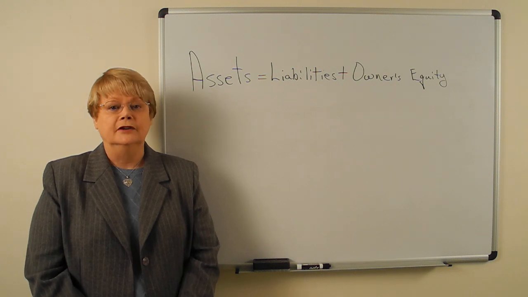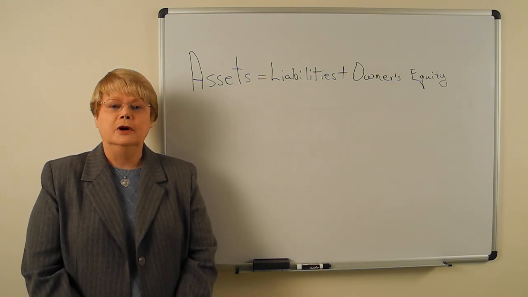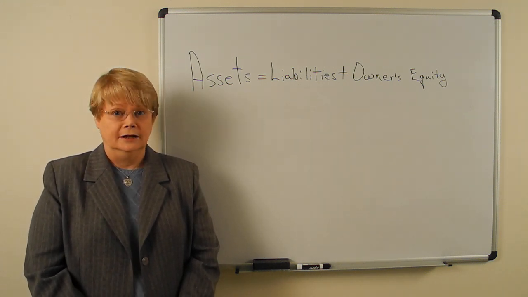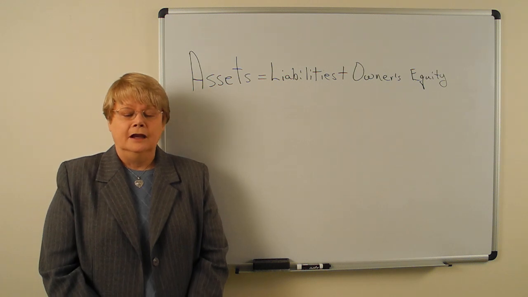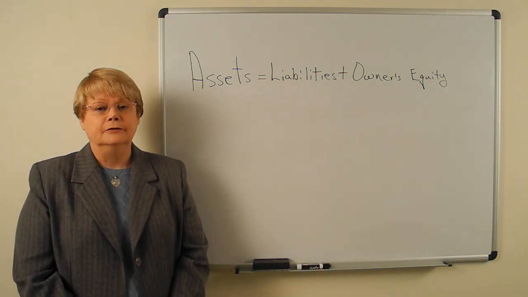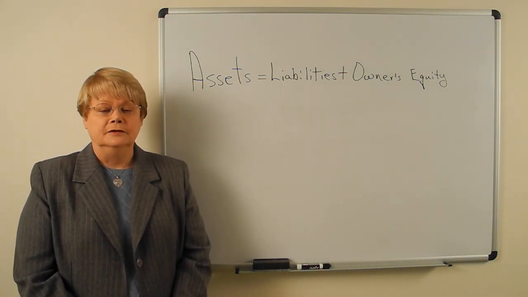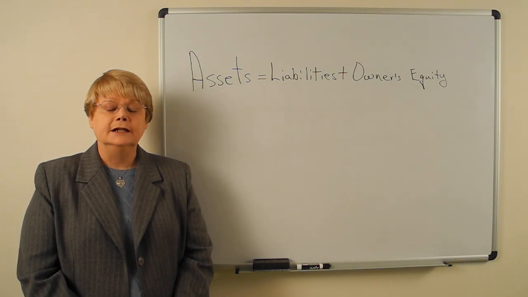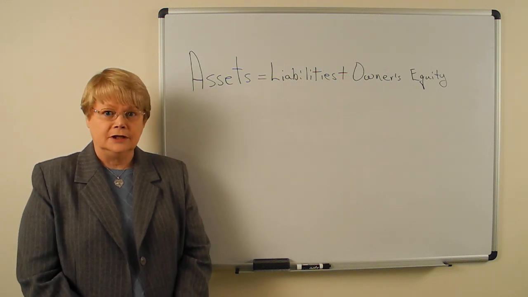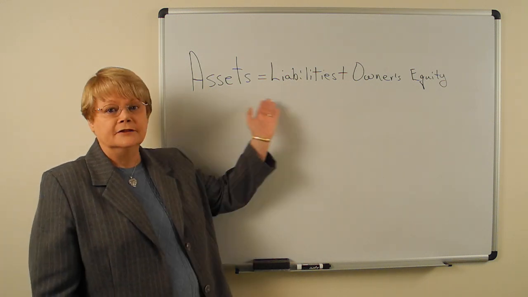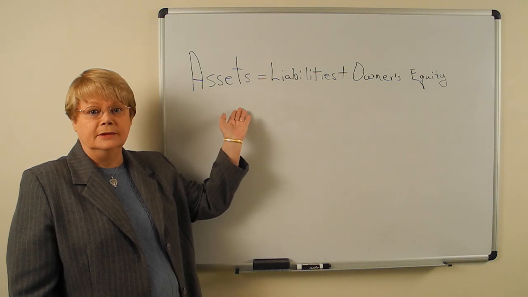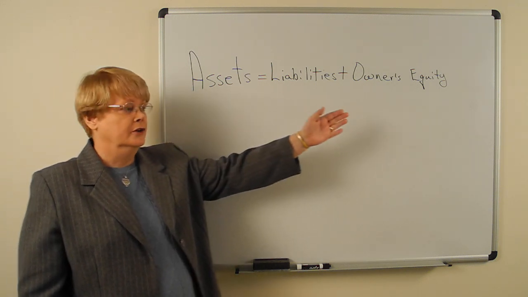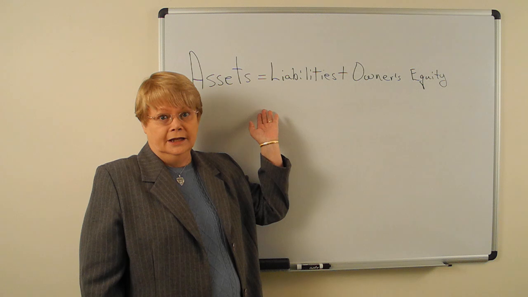Assets always have claims against them. In other words, who owns the asset? Who has the right to sell it? Okay? If we borrowed money against an asset, then the creditor has the first claim. So the debt has the first claim, or the creditor has the first claim against the asset. Then the owner has the remaining claim.